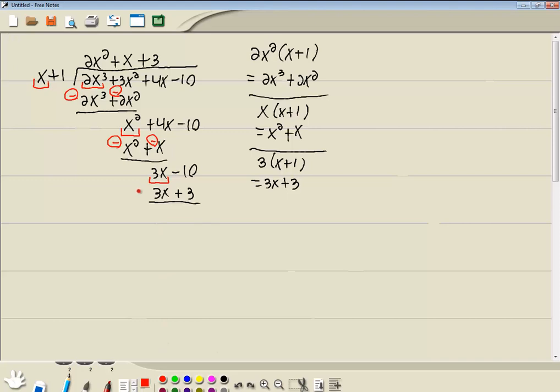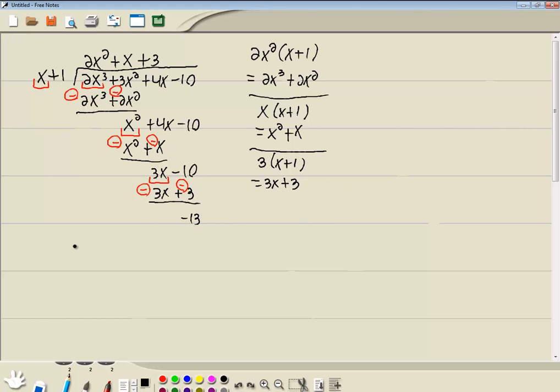Now we're going to subtract that line, which means flip signs. So the positive 3x becomes a negative, and the positive 3 becomes a negative. 3x minus 3x drops away. Negative 10 minus 3 gives us negative 13. And the degree of negative 13 is 0. Degree is the largest power of x. The degree of x plus 1 is 1. Whenever the degree of this becomes less than what you're dividing by, this is your remainder.